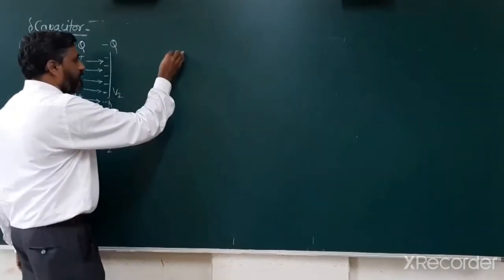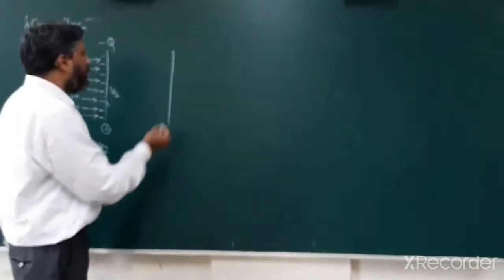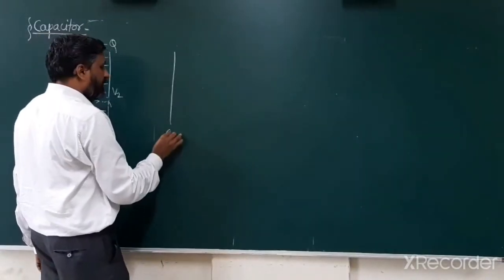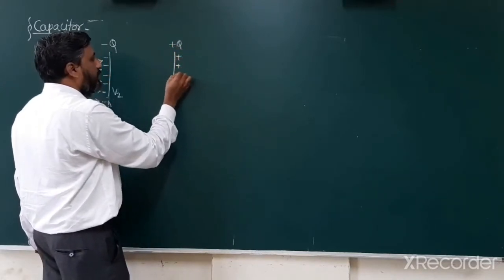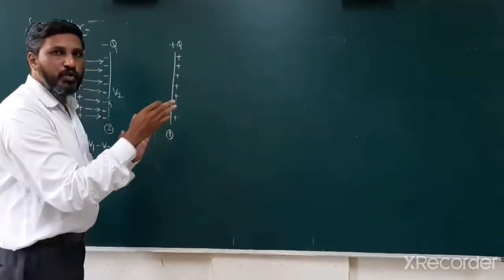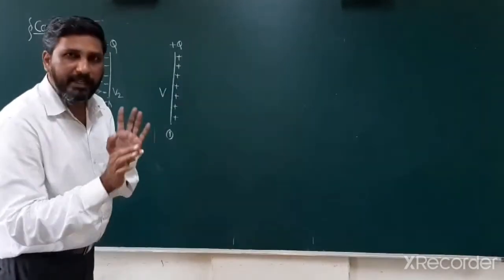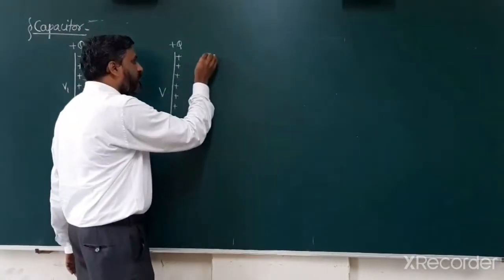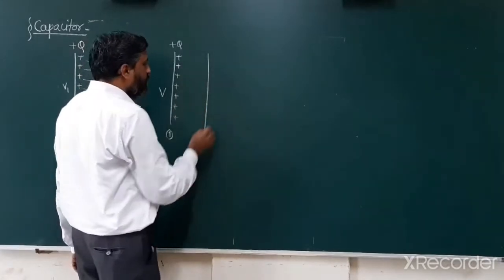In the second case, this is the same plate. This is my first conductor, and plus Q charge is given to the conductor. So what happens? Charge is uniformly distributed over the surface and its potential becomes V. Here the potential becomes V. One more plate is placed, separated by a fixed distance.